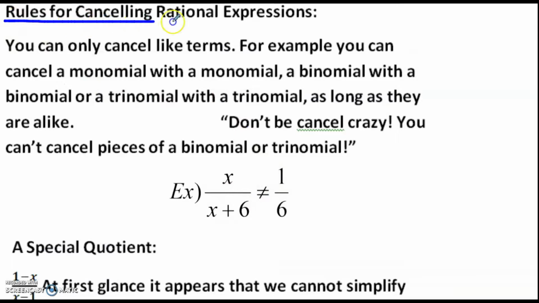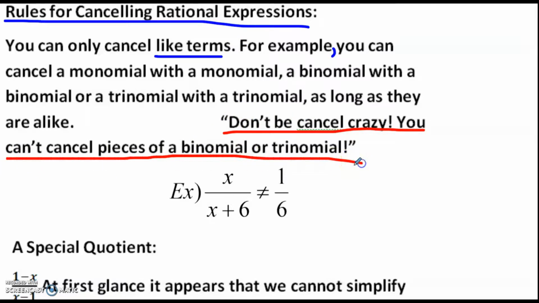So rules for canceling rational expressions. You can only cancel like terms. For example, you can cancel a monomial with a monomial, a binomial with a binomial, or a trinomial with a trinomial, as long as they are alike. This is one of my favorite phrases: don't be cancel crazy. You can't cancel pieces of a binomial or a trinomial.